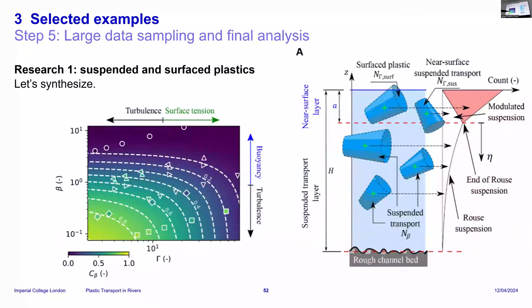Okay, let me summarize this quickly. So we have the Rose number, buoyancy versus turbulence, and the inverse Weber number, surface tension versus turbulence, and both of them can keep the plastics afloat in different ways, right? We do all the experiments and we parameterize the relative importance of each of them. And we can parameterize the ratio of concentration between what you see up and down. I was telling you before, this is important for monitoring.